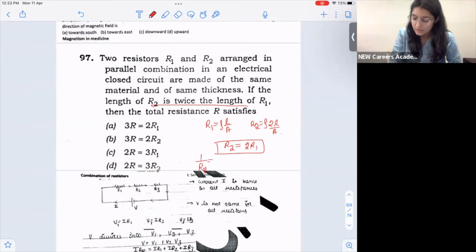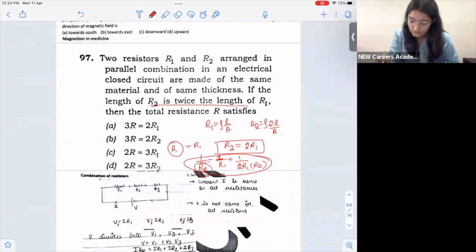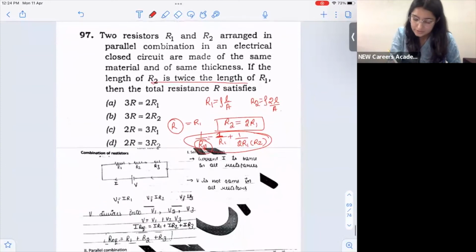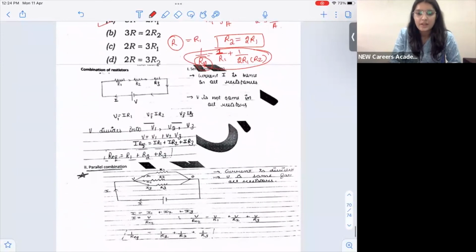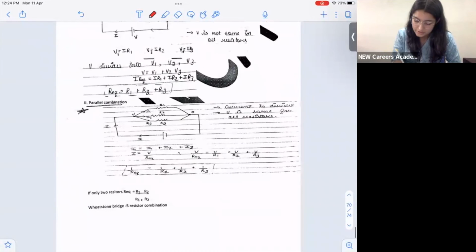Now using the parallel combination formula, we have 1 upon R equals 1 upon R1 plus 1 upon 2R1, in place of R2. Solving this, we need to find the relation between R and R1. So solving this, we get the correct answer: 3R is equal to 2R1. This is the formula for parallel combination, for two resistors.